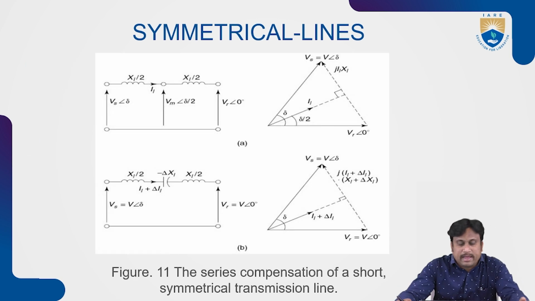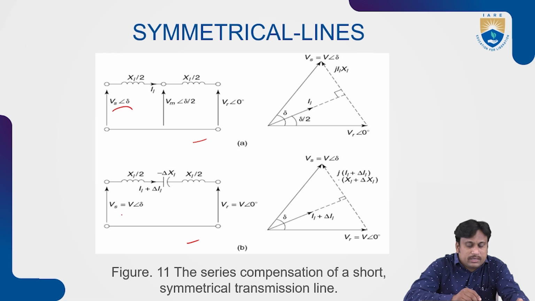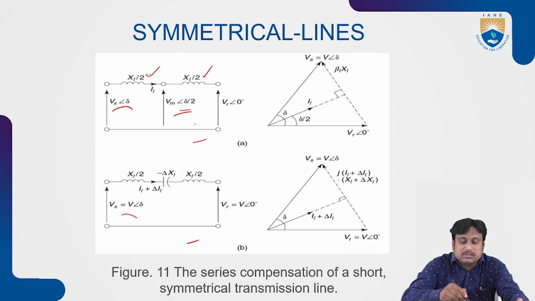These are the diagrams representing the whole line when it is divided into two subsections. This is the sending end voltage V at an angle delta, with XL by 2 and XL by 2. This is Vm at an angle delta by 2. This is the receiving end voltage V at an angle 0 degrees. Vs equals V at angle delta, then the angle becomes delta by 2, and the receiving end voltage is at 0.